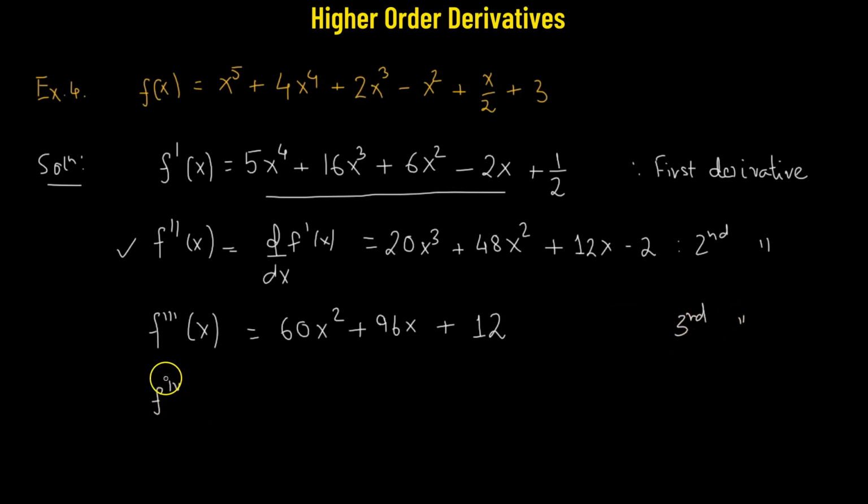And finally, the fourth derivative will be taking the derivative of the third derivative with respect to x. So 60x squared, its derivative with respect to x will be 120x, plus 96, which is the derivative of 96x, plus the derivative of 12, which is going to be 0. So this is how we can find higher derivatives. That's very simple. So this is not example 4, this is example number 1. Let's move on to the next problem.